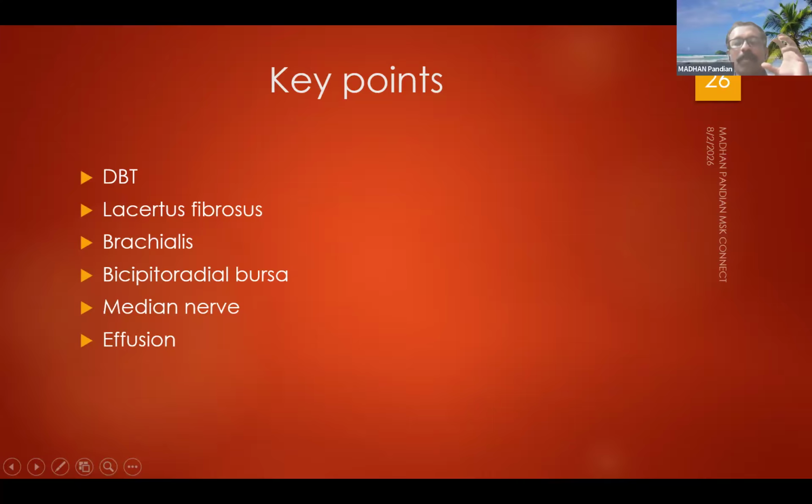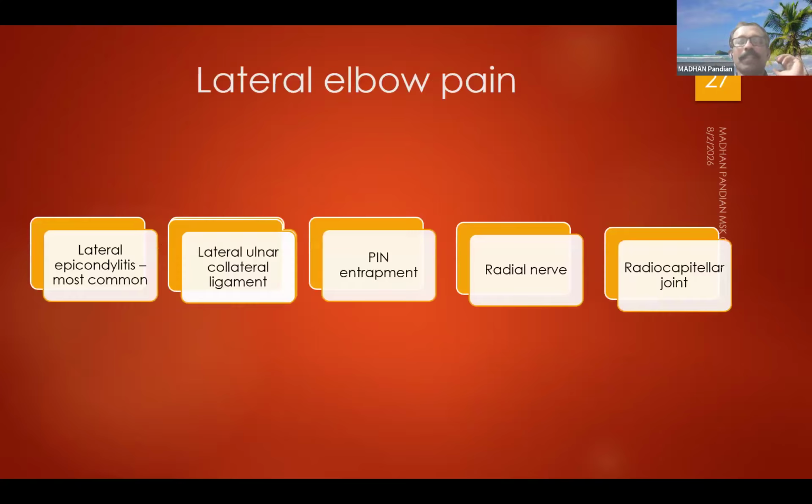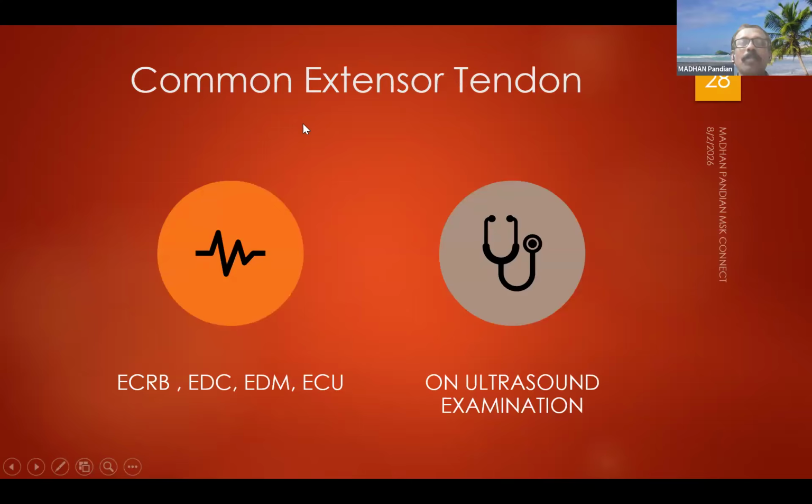So these are very, very important things which we need to understand about the distal biceps tendon. Now there is something called lateral elbow pain, the most common being lateral epicondylitis or an epicondylopathy, lateral ulnar collateral ligament injury, PIN entrapment, posterior interosseous nerve entrapment, radial nerve injuries, or radiocapitellar joint arthritis. So these are the common ones which actually produce lateral elbow pain. So we actually look for the commonest one.